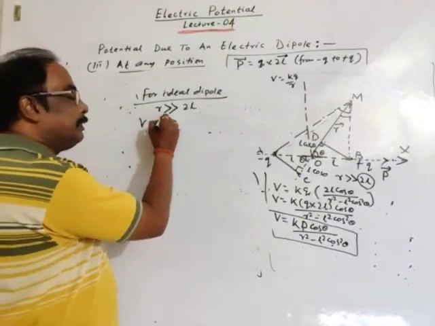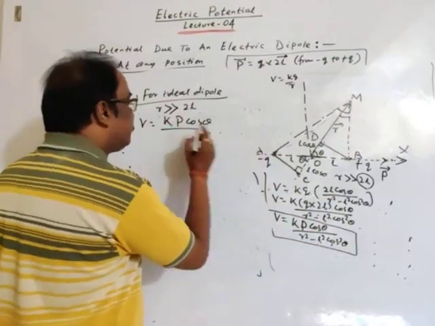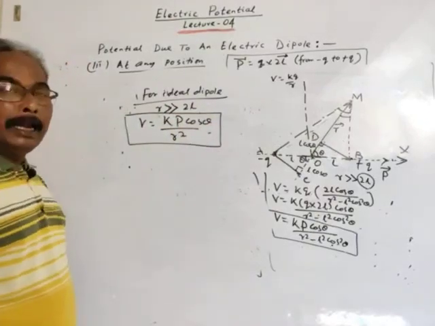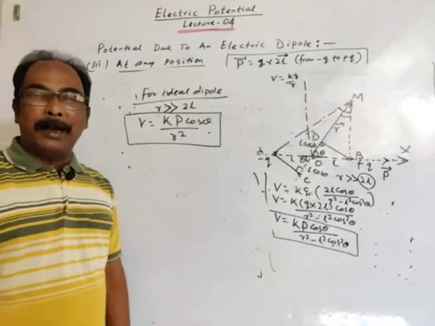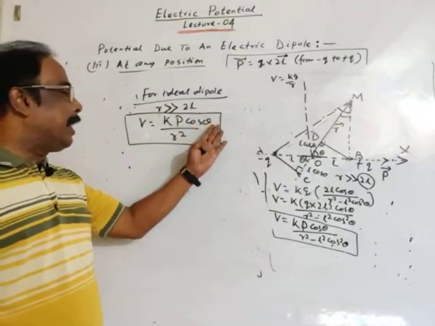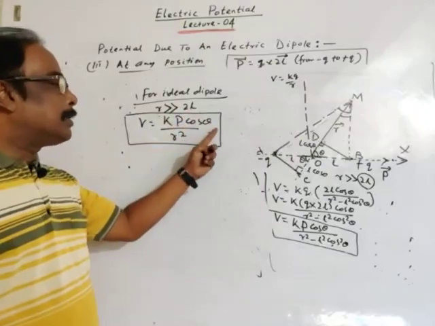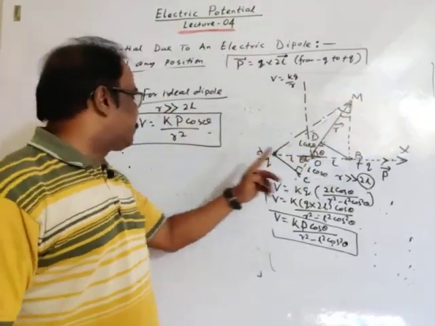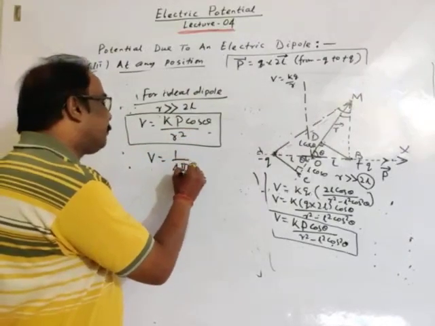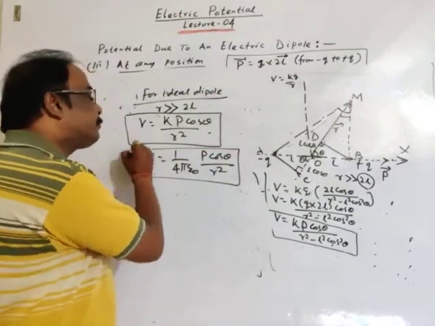So we put V is equal to kp cos theta, l square cos square theta being negligible, divided by r square. This is the expression for an ideal dipole: kp cos theta by r square. For an ideal dipole at any point, potential is given as kp cos theta by r square, where p is the dipole moment and theta is the angle between the position vector and the dipole moment. And k is 1 divided by 4 pi epsilon naught, so V is 1 divided by 4 pi epsilon naught, p cos theta divided by r square. This is the final expression.